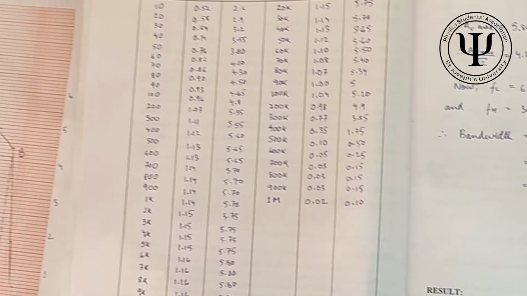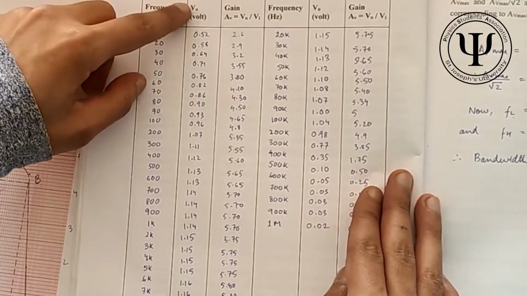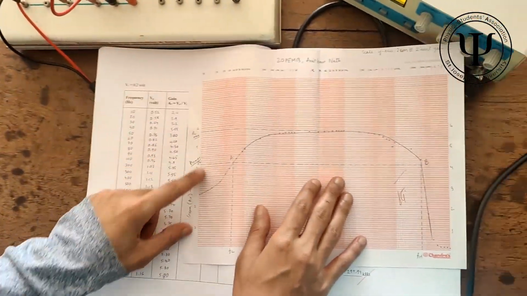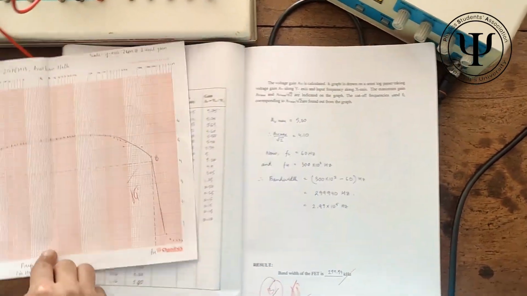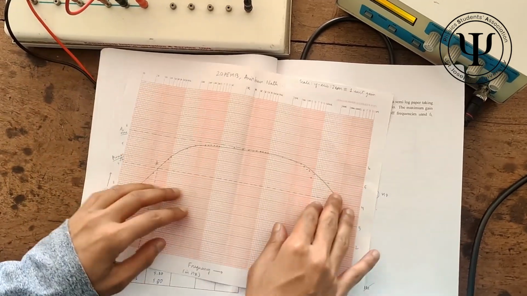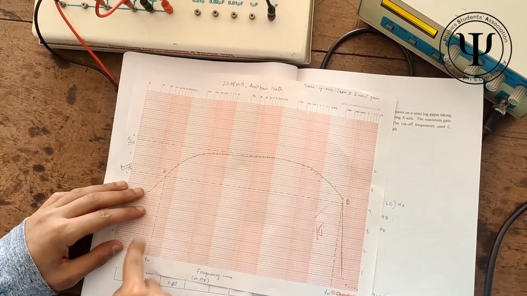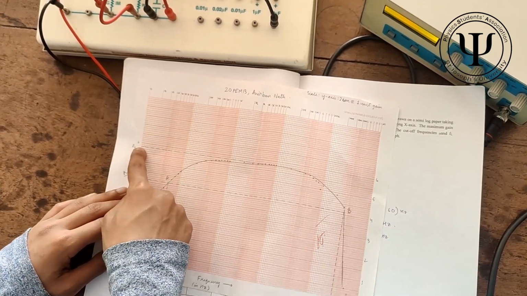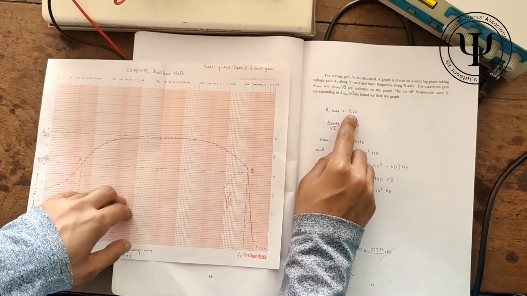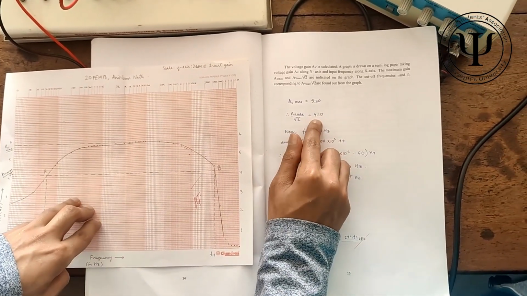So now that you have diligently plotted out your frequency versus voltage, you calculate your gain, and then you plot your gain versus frequency curve, right? And then you see which is your maximum gain. So in this case, here is the peak. You're going to draw a horizontal line which corresponds to some number, which is 5.8 in this case. And then you're going to calculate AV max, which is 5.8 divided by √2. And that will give you some number.